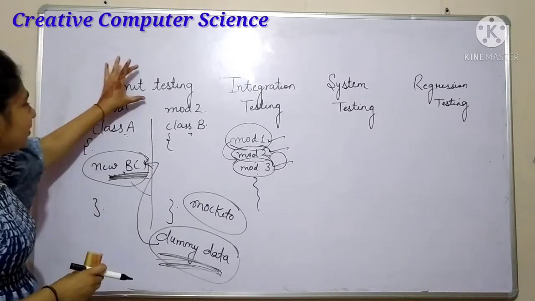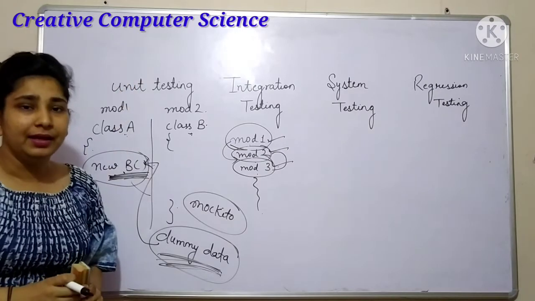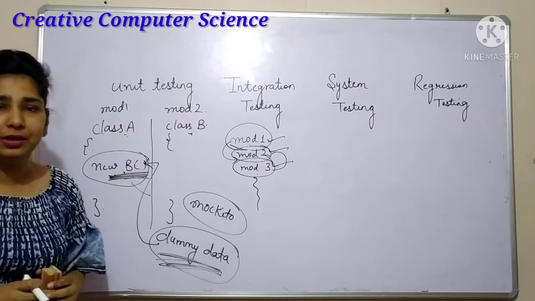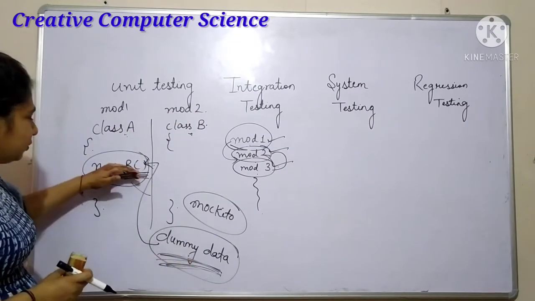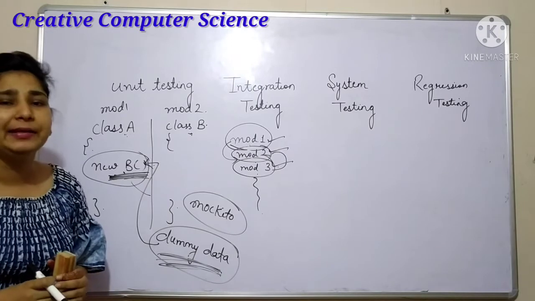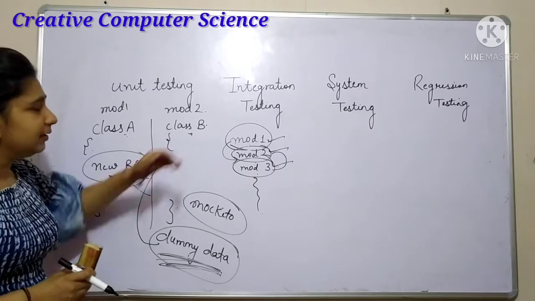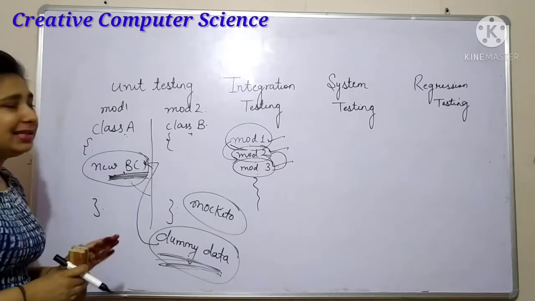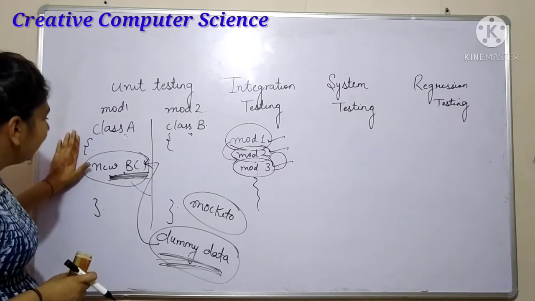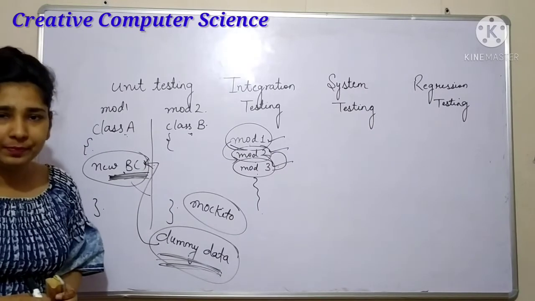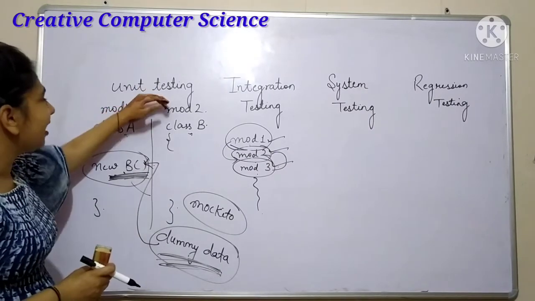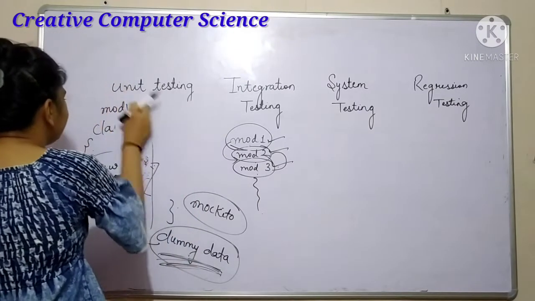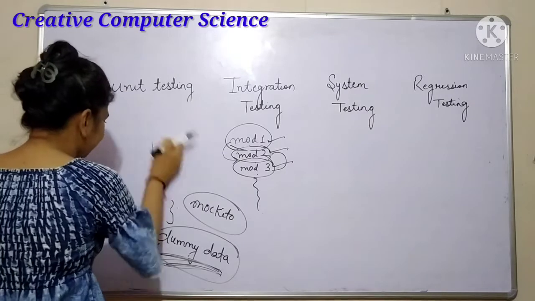So this is the concept of unit testing. In unit testing, no module is dependent on another module. We just provide dummy data to the module to make it independent of the other module. In this way, we can successfully execute our one module. So this is the concept of unit testing. Now let me tell you what is the meaning of integration testing.